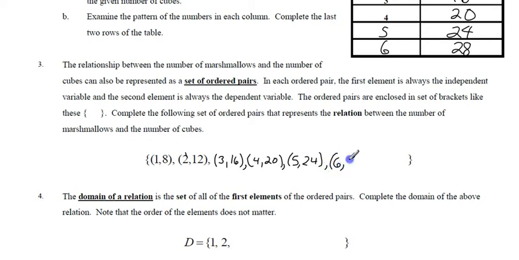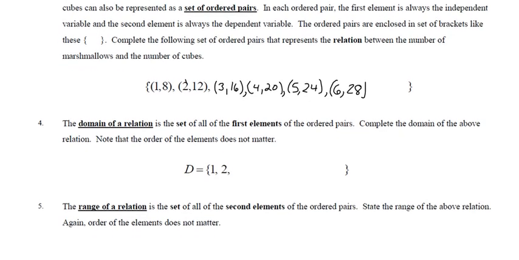(5,24), (6,28). So that is a set. This notation means a set, a set of ordered pairs. That is the second way of representing a relation.